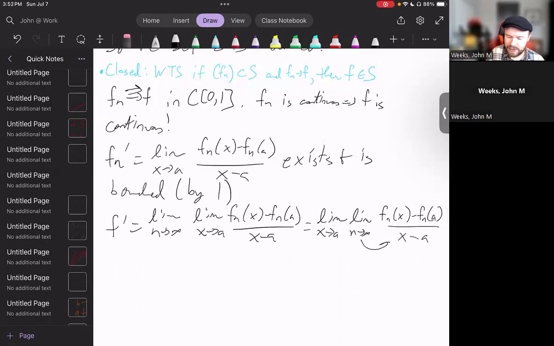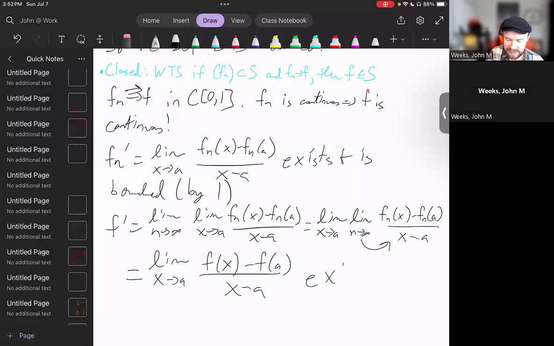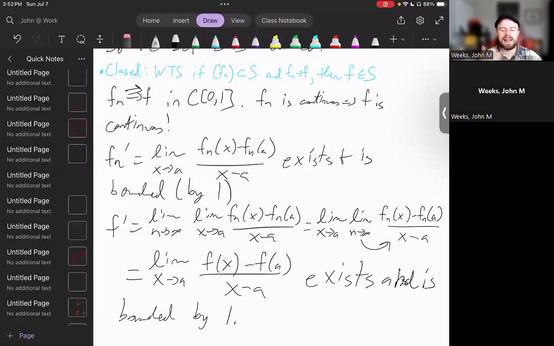So why did I do that? Because now that the limit as n goes to infinity for this function, I just have to find what this limit of fractions is, but it's the same sort of thing as what we would typically have. Limit as x goes to a of taking the limits of these f sub n's gives us f of x minus f of a over x minus a. So this exists and is bounded by 1, which is exactly what it means to be inside of this set.